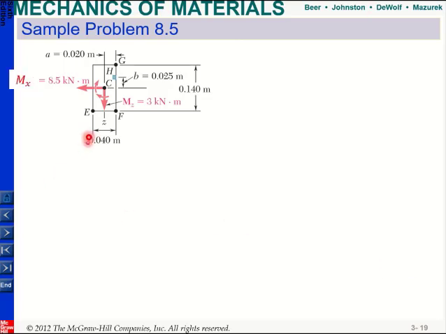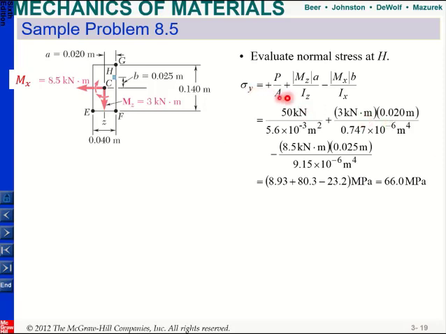If I look at the cross section, and I'm looking at point H, I have Mx and Mz, plus I also have a normal force. These three will create my normal stresses. So I will have a normal stress due to P, Mz, and Mx. Rather than using the equation that we got before, I will look at each of them separately and determine whether I have tension or compression.